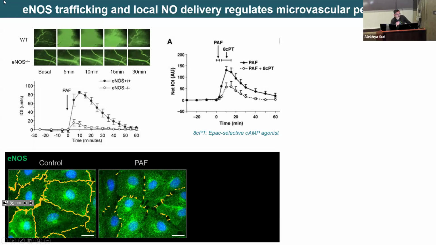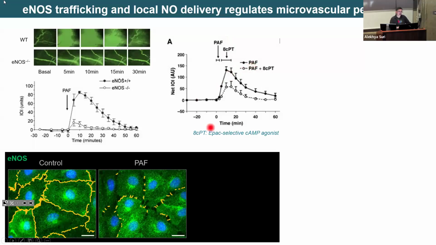However, when we stimulate, in this case, this is data from an animal, when you cause increased permeability with PAF, but then block that with this molecule called ATPT. ATPT is a cyclic AMP analog, so it basically does some of the things that cyclic AMP does normally in the cell.